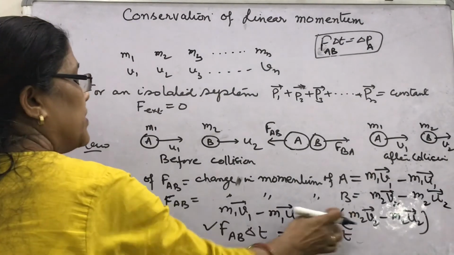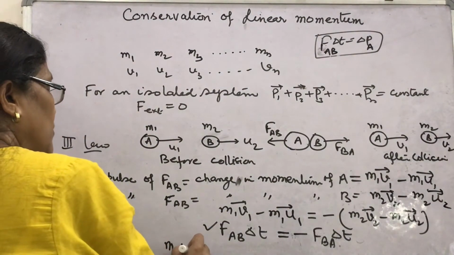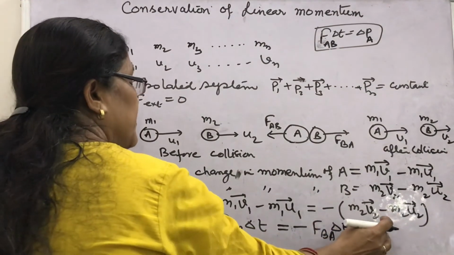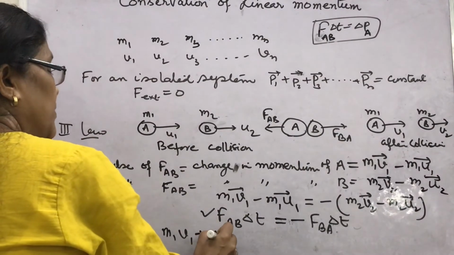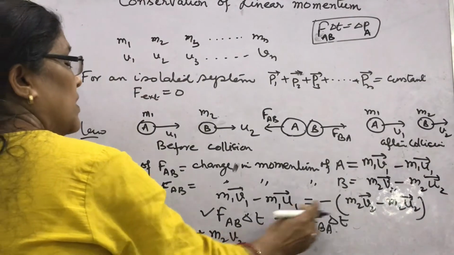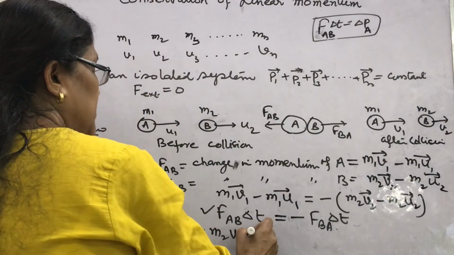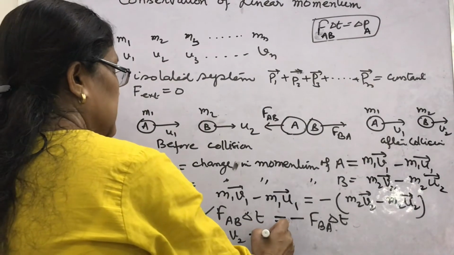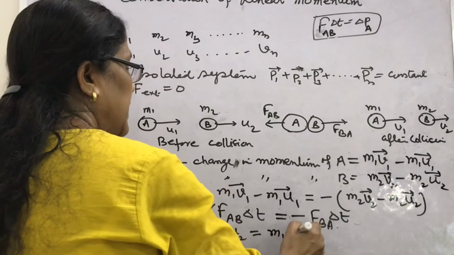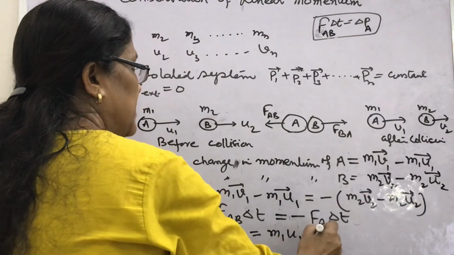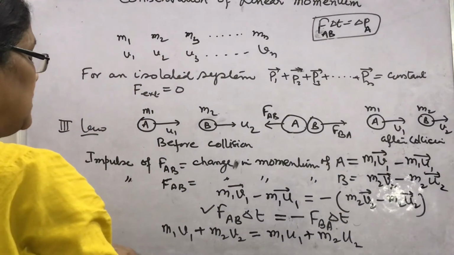Finally you rearrange, then what can you write? Bring m1 v1 here, and m2 v2, which was minus, will become plus, equal to m1 u1, which you take on this side, and the minus will become plus, m2 u2. What does it mean?